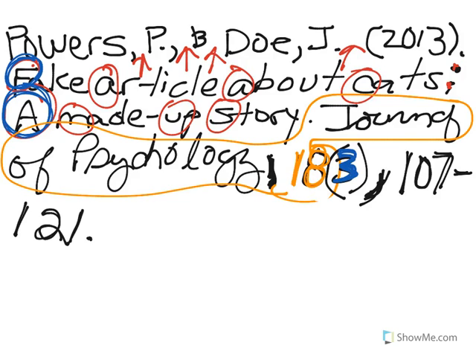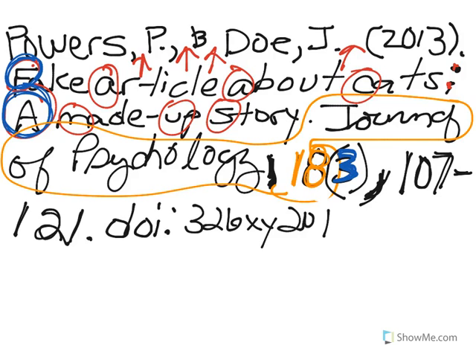Since normally you're going to be looking at electronic sources, your final thing in your reference is going to be your DOI number, and that's in lowercase, followed by a colon, and then whatever the number is, as it is listed, and you're going to include that at the very end. And that's it. That will be your reference.